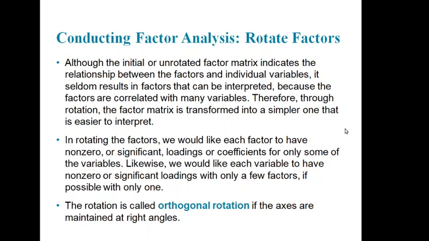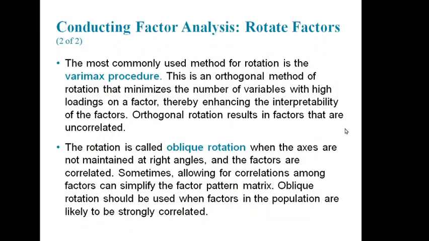The rotation is called orthogonal rotation because the axes are maintained at right angles. Another commonly used method of rotation is called the Varimax procedure. Here, the orthogonal method of rotation maximizes the number of variables with high loadings on a factor, thereby enhancing the interpretability of the factors. Orthogonal rotation results in factors that are uncorrelated.